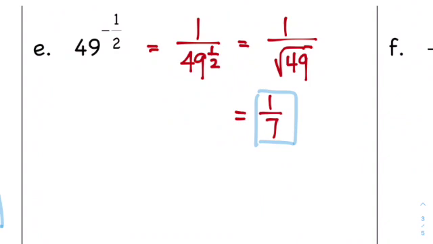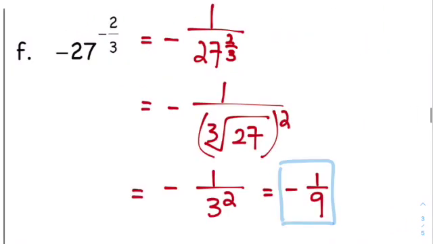Letter E, flip it over, and that's the square root of 1/2. The square root of 1/2 is just written a different way with a radical 49, and radical 49 is going to be 1 over 7. Letter F, it gets a little tricky, so I want to go over it a little bit more.